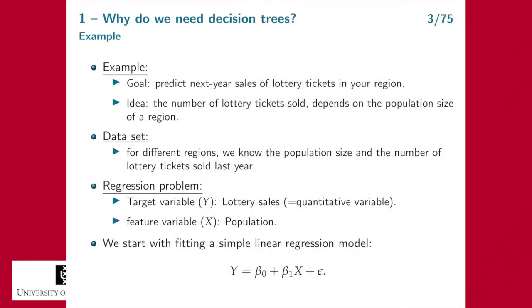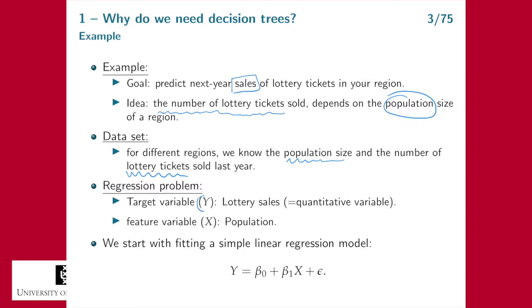Let me start with a simple example. Assume that we want to predict the sales of a lottery in a given region. The number of lottery tickets that you can sell depends on the population size of that region. The more people there are in a certain region, the more likely it is that you will sell a large number of lottery tickets. We have a data set at our disposal, and for different regions we can observe the population size and the sales of lottery tickets of last year. Then we try to find out what the relation is between population size and sales.